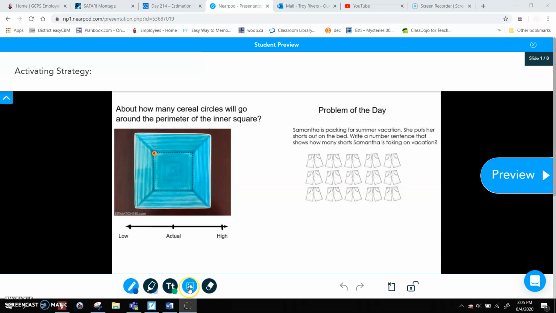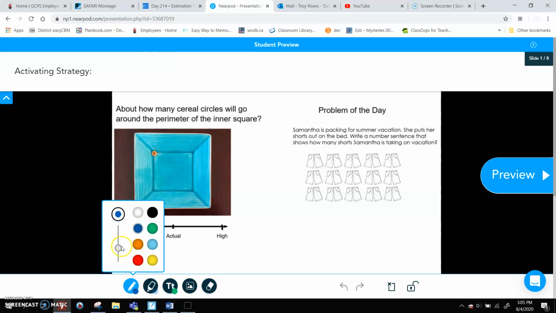So you have some tools down here, and also before I show you this, I want you to know that your teacher can see everything that you draw or type on here. So you have a pen tool, you have a highlighter, you can actually upload a picture, you can type, and then you can erase. So I'm going to use my pencil tool. I'm going to make it a little bit smaller. So I can see that there's one right here.